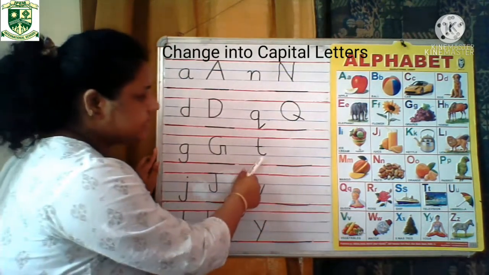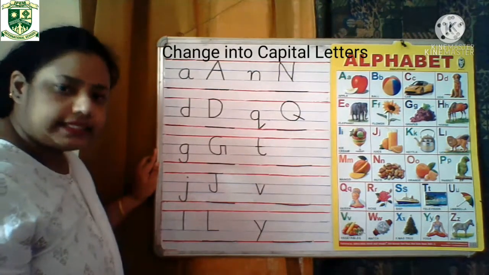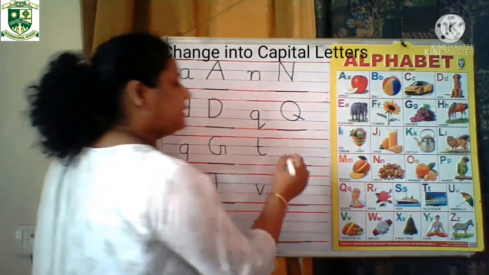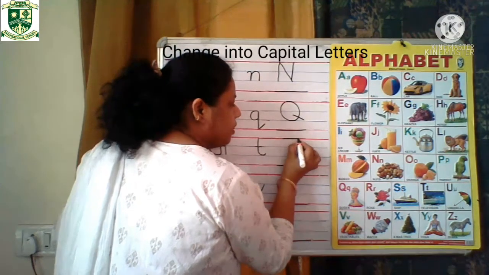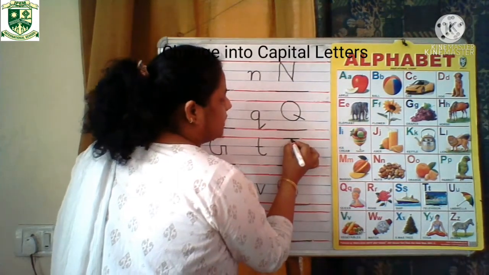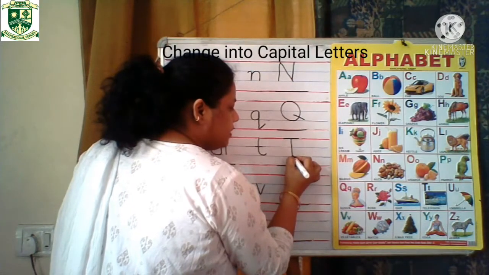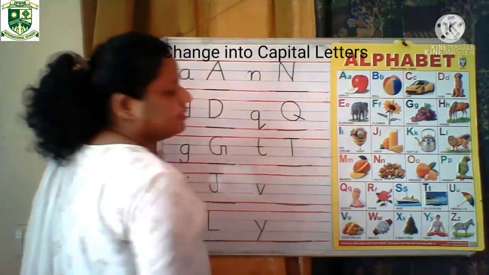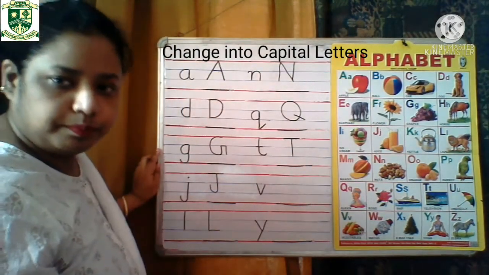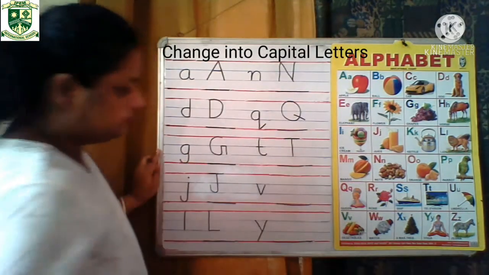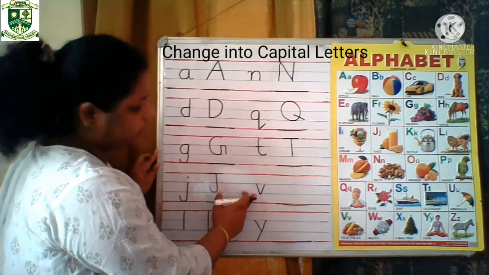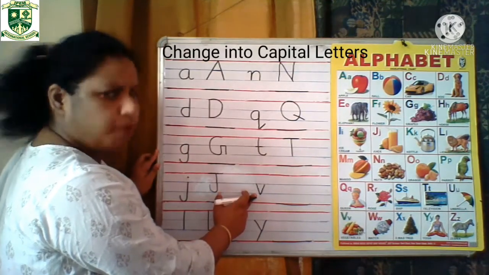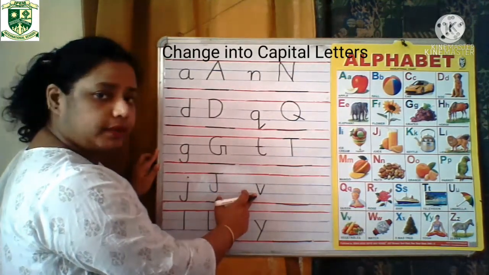Now next is small t. Now how we'll write capital T? Again, first we'll make one sleeping line on the red line and one standing line from the middle of the sleeping line till the second blue line. Okay, what is this now? Second next letter is V, small v. How will we write capital V?